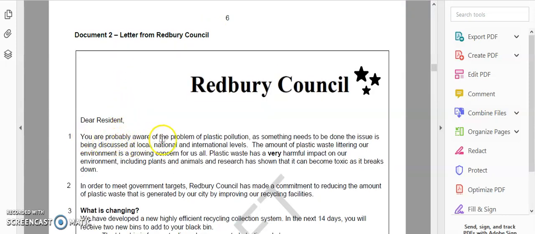Plastic waste has very harmful impact on our environment, including plants and animals, and research has shown it can become toxic as it breaks down. Now, you'll have already checked and you'll have already identified that the word toxic means poisonous. So why has it been used in this case?